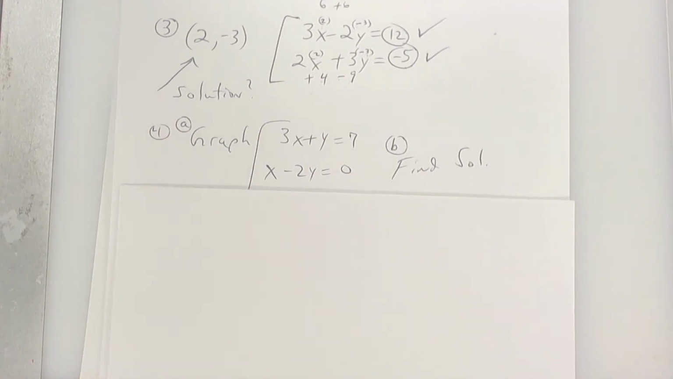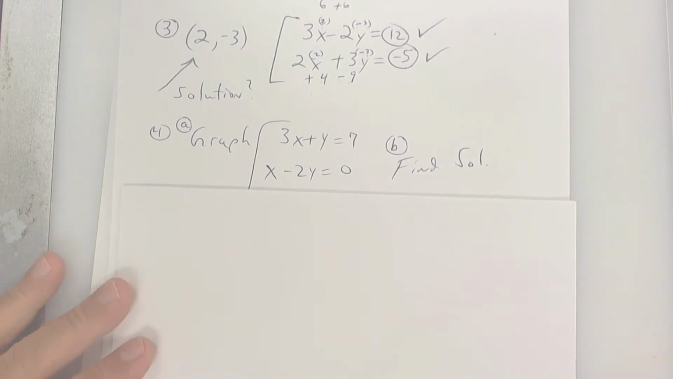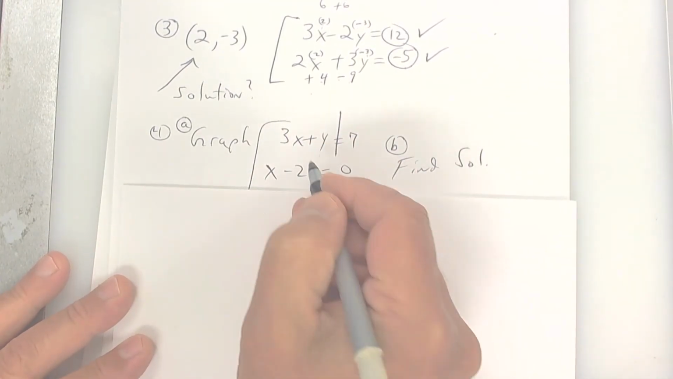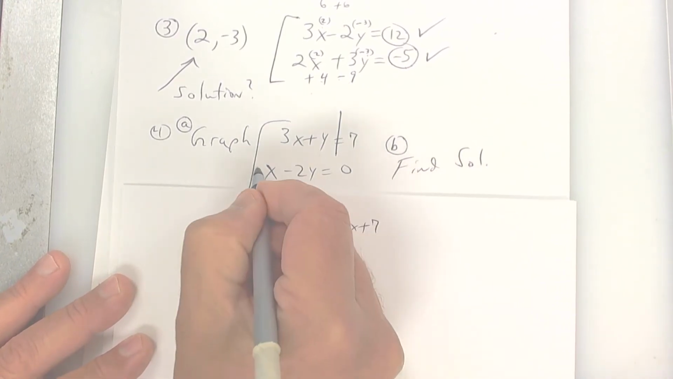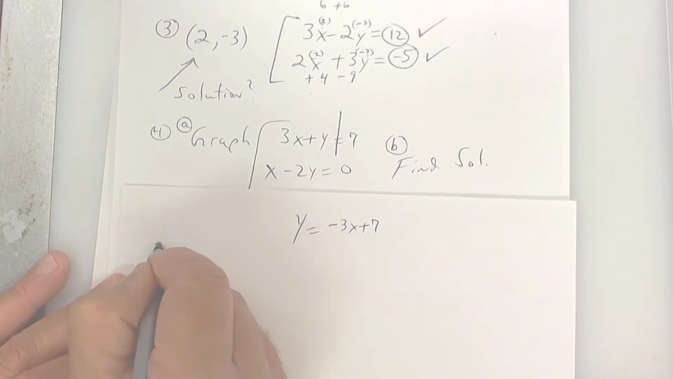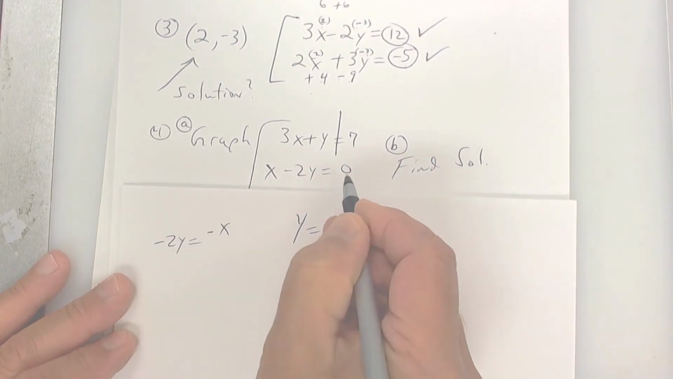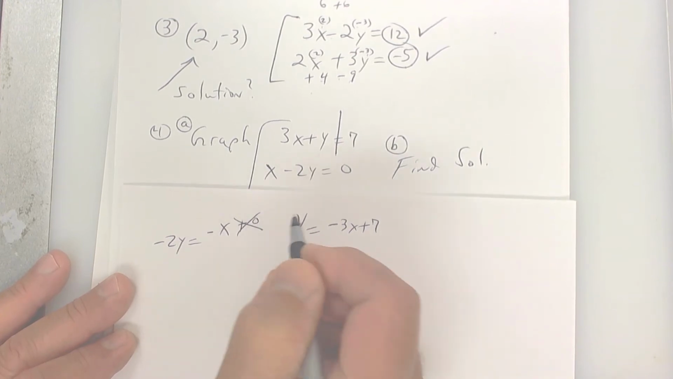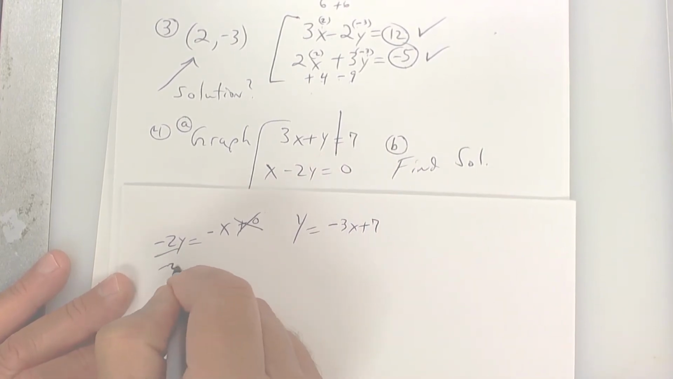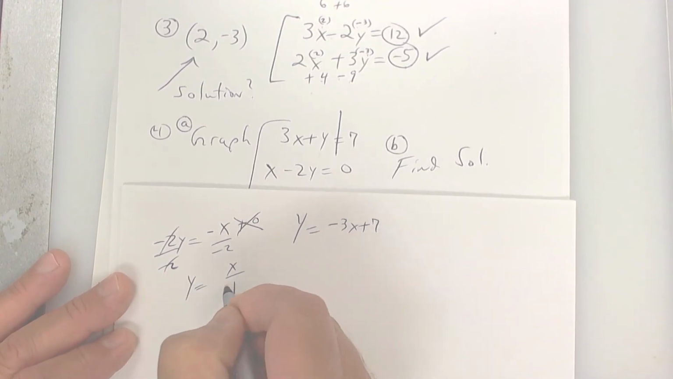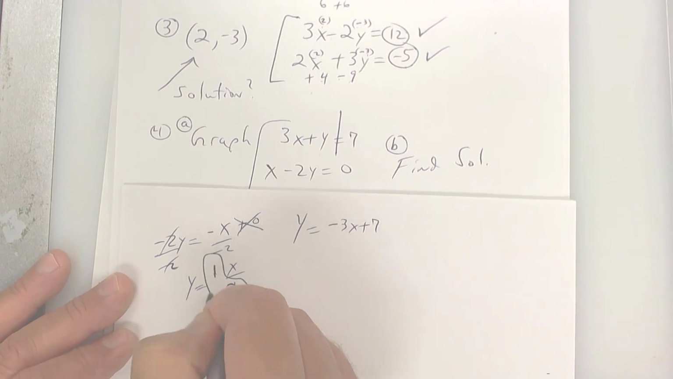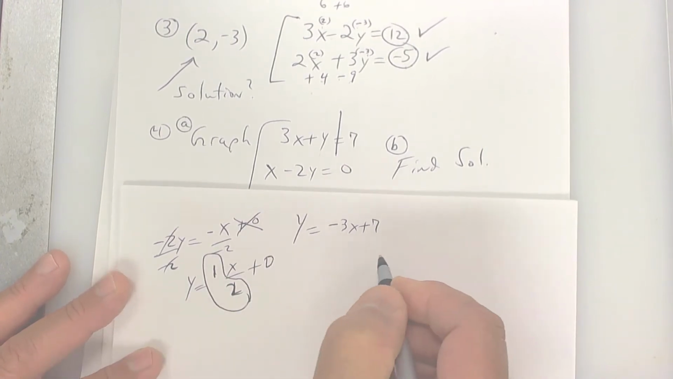Okay, this one is a graph. To graph it, you got to get y by itself. So go ahead and do that right now. Get y by itself and then graph it. So for this one, you're going to subtract 3x. So you're going to get a -3x plus 7. This one right here is a little more work. You're going to subtract x. So you're going to get a -2y is equal to a -x plus 0. But you don't need to write the plus 0. And then divide by -2. So you're going to get y equals a positive x over 2. Put a 1 right here. So that gives you the slope. And your y-intercept is 0.